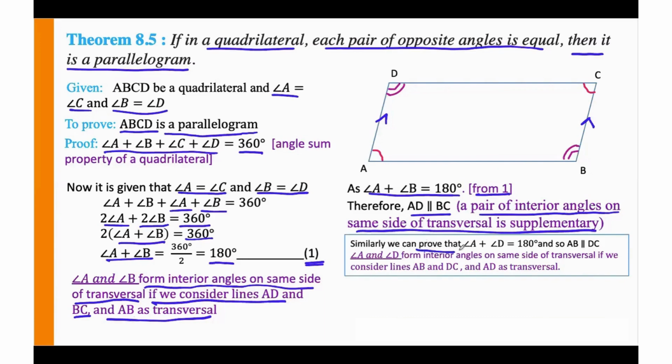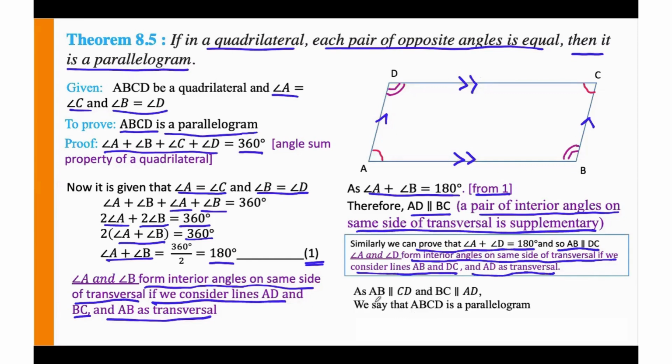Similarly, we can also prove that angle A plus angle D is equal to 180 degree. So we can prove angle A and angle D are supplementary, and they also form interior angles on the same side of transversal if we consider lines AB and DC. So if you consider AB and DC and AD as the transversal, AD is the transversal, then angle A and angle D are interior angles on the same side of transversal. And since we can also prove them that they are 180 degree, we can say that AB is parallel to DC.